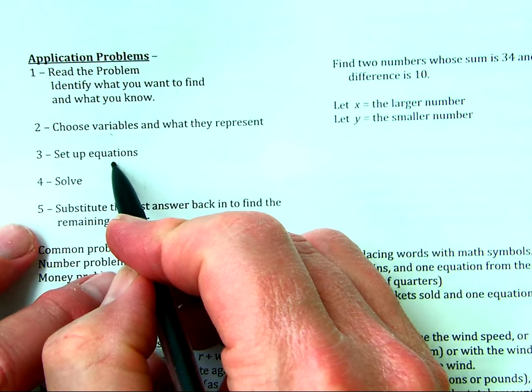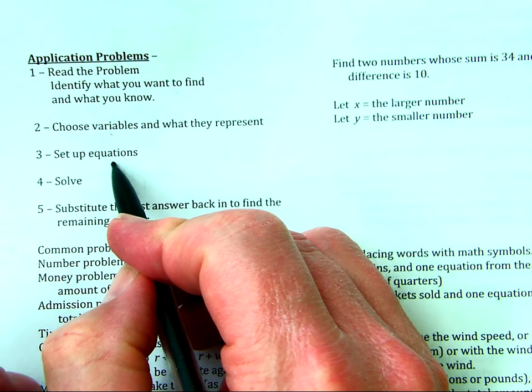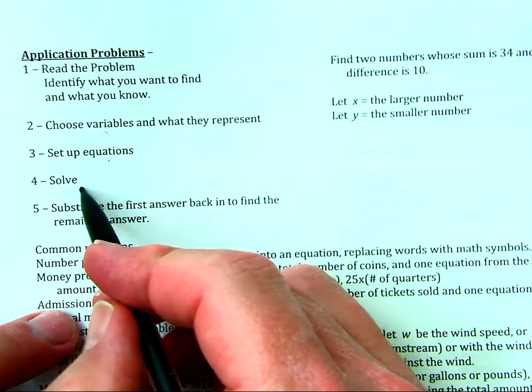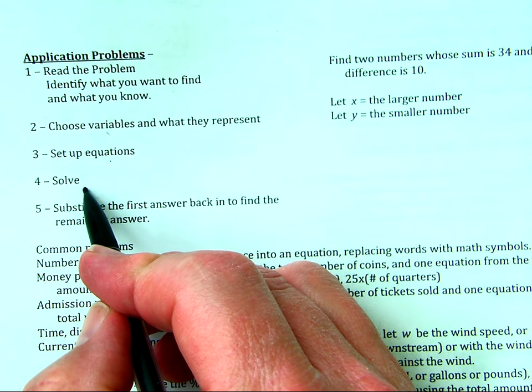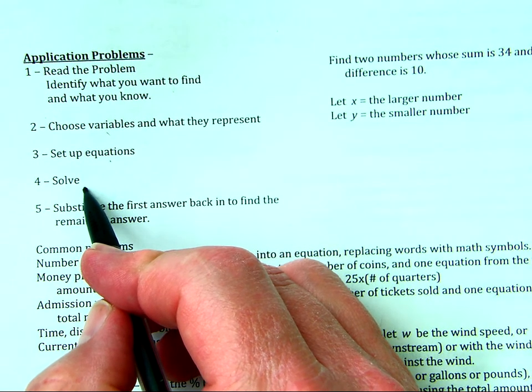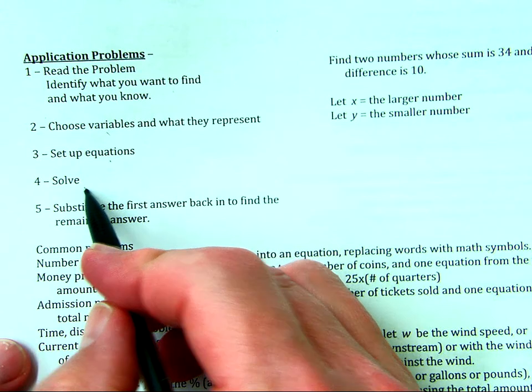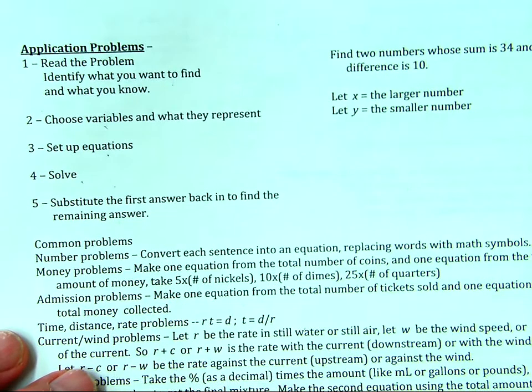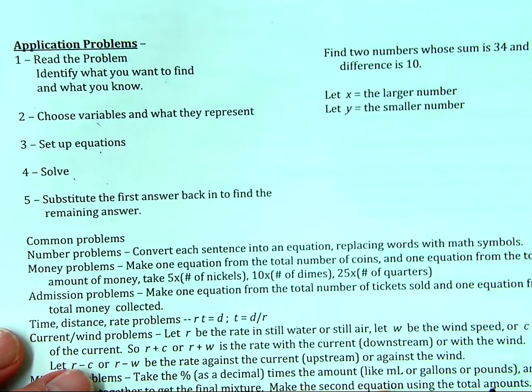Then set up your equations. If you have two variables, you should have two equations, three variables, three equations, etc. And then solve using one of the methods: substitution, elimination, or graphing. When you find one of the variables, substitute that back into one of your equations and find the other variable.